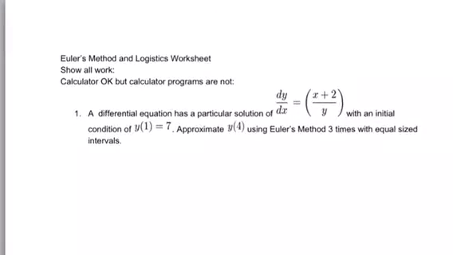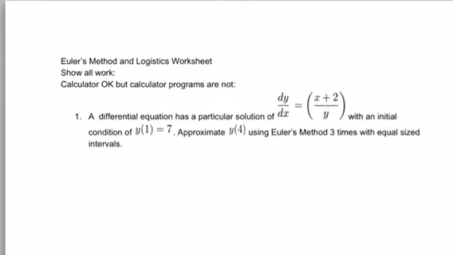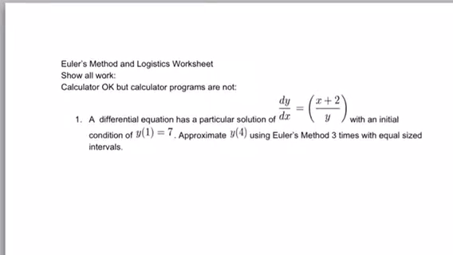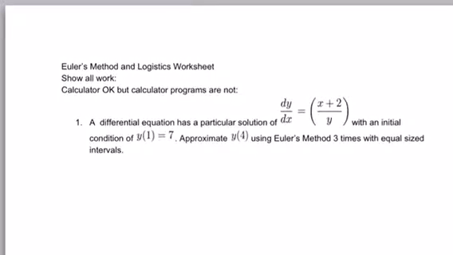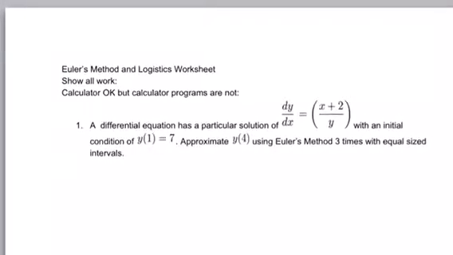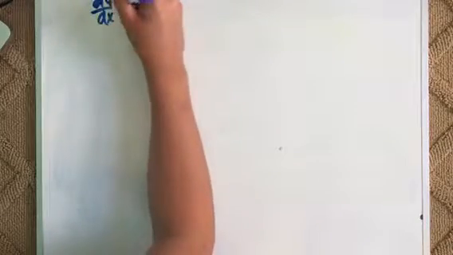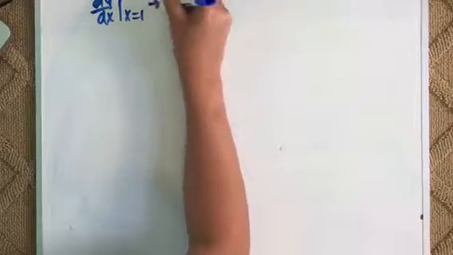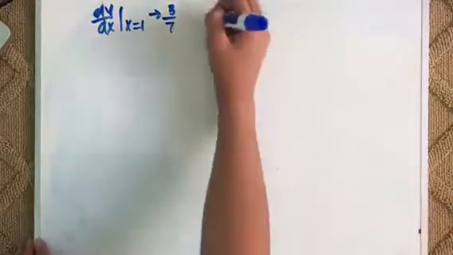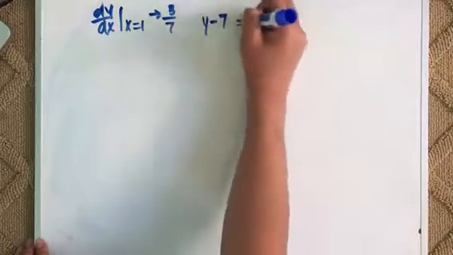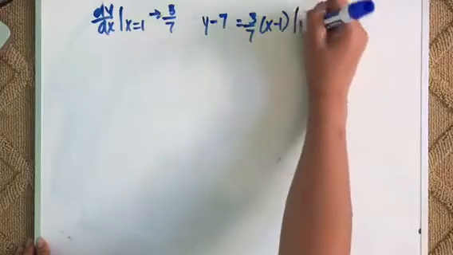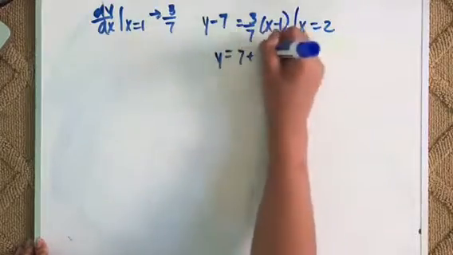So the first one, we have dy/dx equals x plus 2 over y with an initial condition of y of 1 equals 7. Approximate y of 4 using Euler's method 3 times. We're going to start off by plugging in x equals 1 into dy/dx to get our slope, 3 over 7. And then we plug in our points and slope into point-slope form, which is y minus 7 equals 3 over 7 times x minus 1.